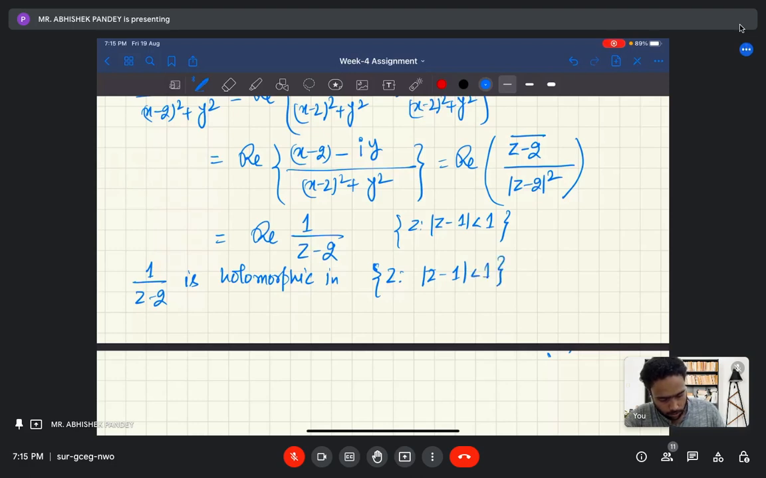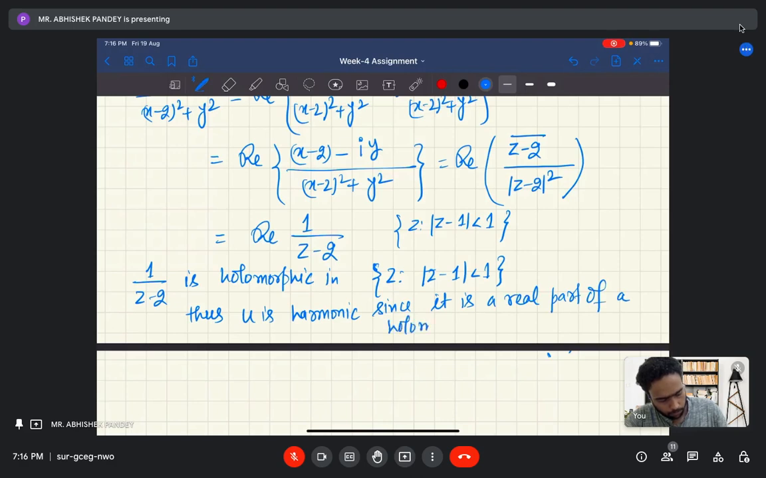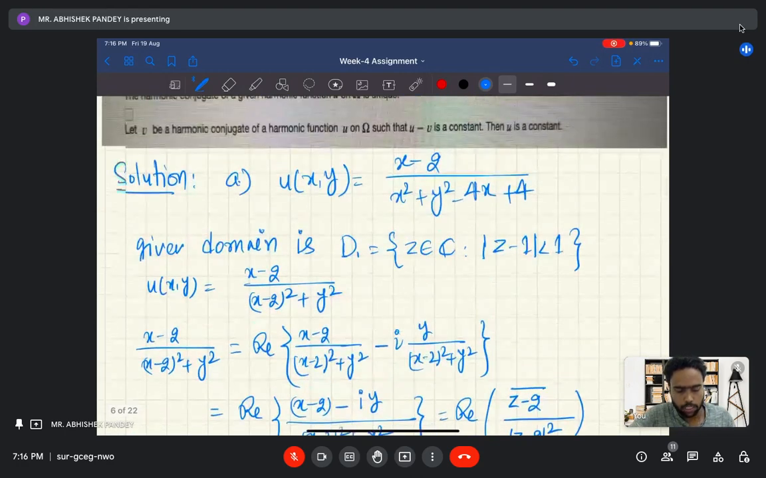Thus u is harmonic because it is the real part of a holomorphic function. So this one is clear to everyone?